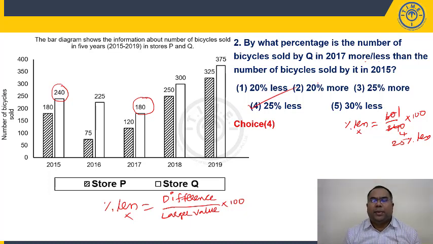What is the formula for percentage more? Difference by the opposite of more, smaller value, into 100. What is the formula for percentage increase or decrease? Difference by initial value into 100. You have to remember these, students. Initial value is starting value or base value. So 180 in 2017, 2015, 240. So clearly it is less. So what percentage less? Difference is 60. Opposite of less is larger value, 240. Percentage means into 100. So 1 upon 4, 60 by 240. 1 by 4 is 25% less.